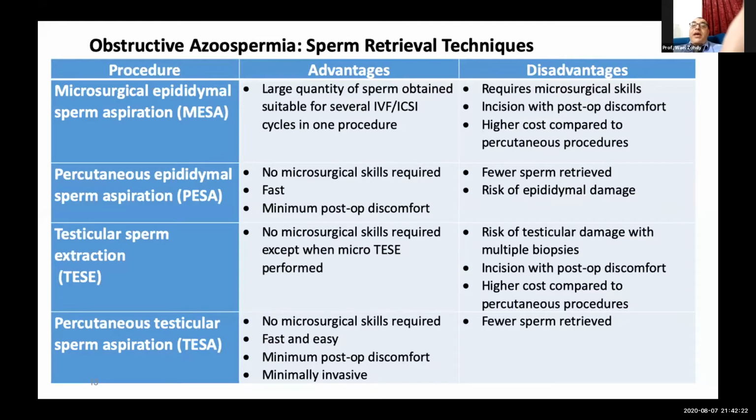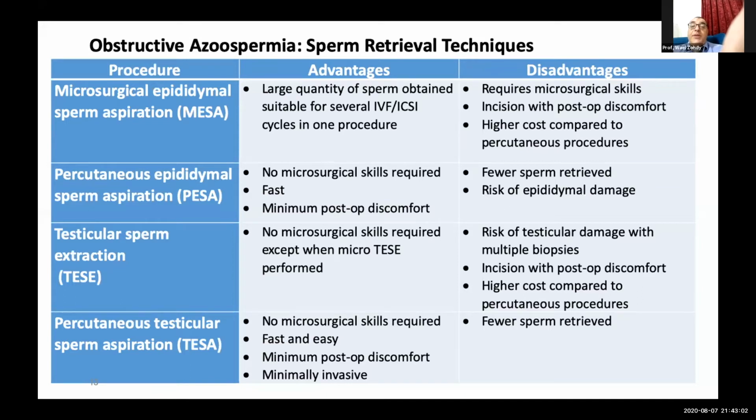This table shows the methods to retrieve sperm from obstructive azoospermia, and I think Dr. Silber has clearly elaborated this slide. But just briefly, MESA requires microsurgical skills. This is the main disadvantage, but it offers large quantities of sperm that could be used for IVF and ICSI. On the other hand, PESA doesn't require microsurgical skills. It's less costly and doesn't have the post-operative pain associated with other kinds of microsurgical sperm retrieval.